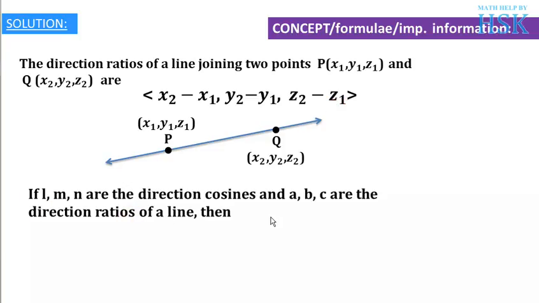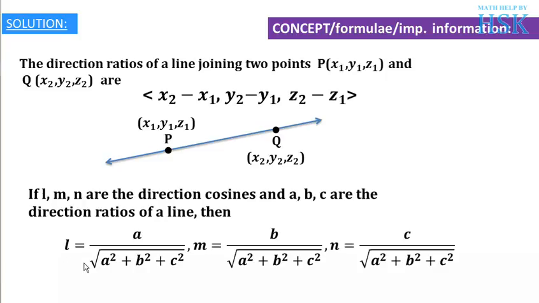Next, if l, m, n are the direction cosines and a, b, c are the direction ratios of a line, then we can use these relations. l is equal to a upon the square root of a square plus b square plus c square, m is equal to b upon this whole thing, and n is equal to c upon this whole thing.